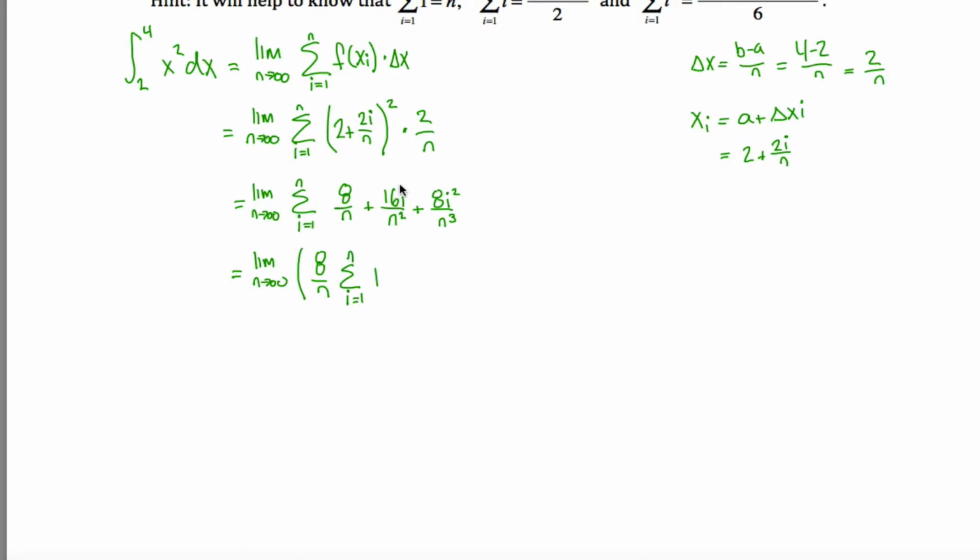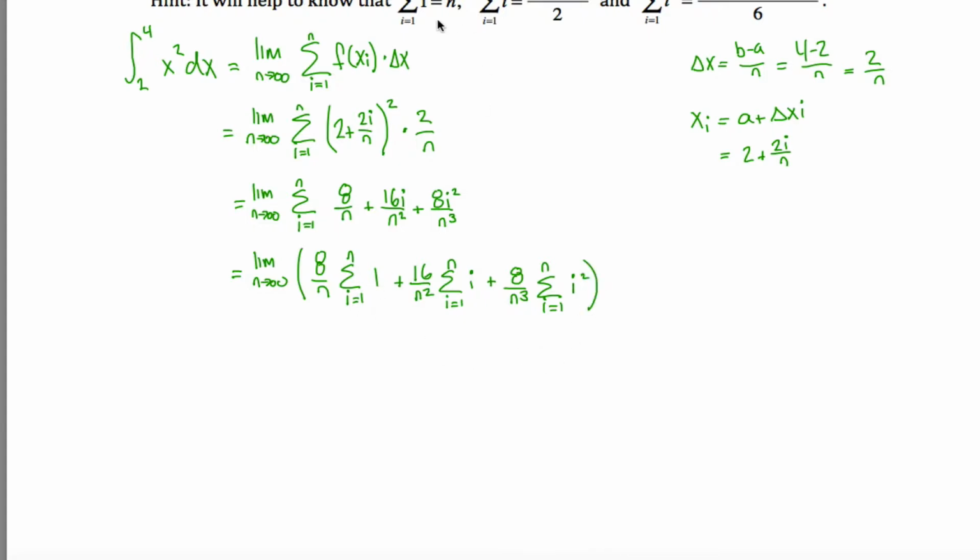But then you're not done. Look at this term in each copy. It's a 16i over n squared. So in the first copy, it's 16 over n squared. In the next copy, it's 16 times 2 over n squared. In the next copy, it's 16 times 3 over n squared. So every single copy has a 16 over n squared in it. But what changes in the summation is i. So I can rewrite it like this. I can factor out the 16 over n squared that appears in every single copy, and then what's left behind is just the i. Similarly, every copy of this has an 8 over n cubed in it. So I can factor out 8 over n cubed, and I got the sum from i equals 1 to n of i squared.